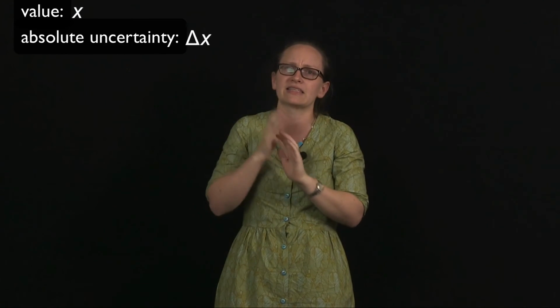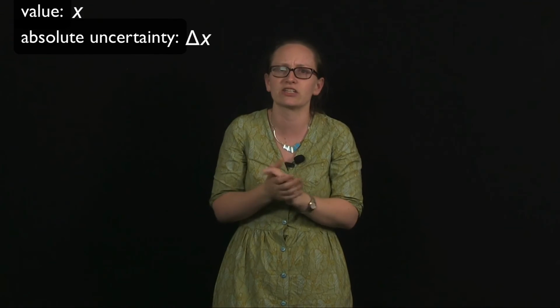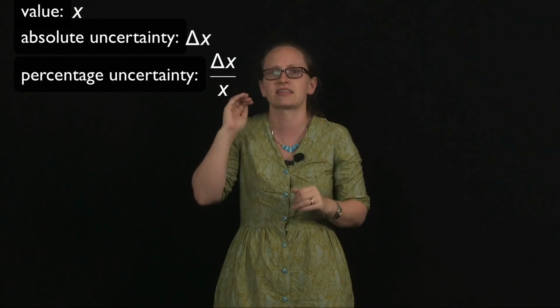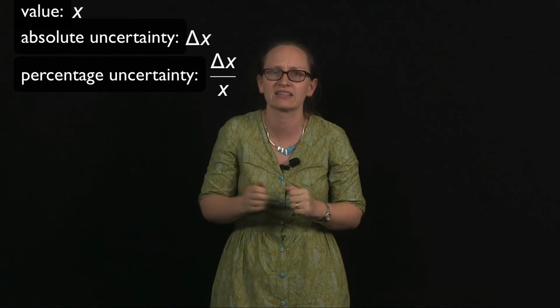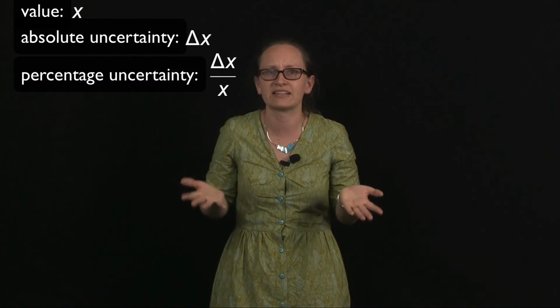So if our value is represented by x, we can represent the absolute uncertainty as delta x, and the percentage uncertainty is then written as delta x divided by x. Let's have a look at an example now.